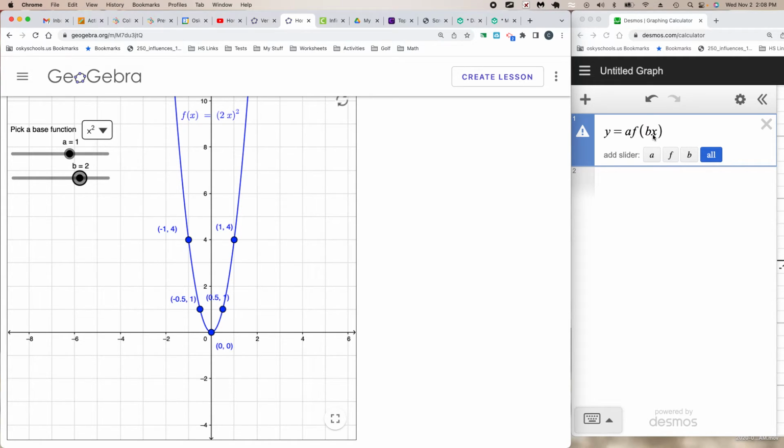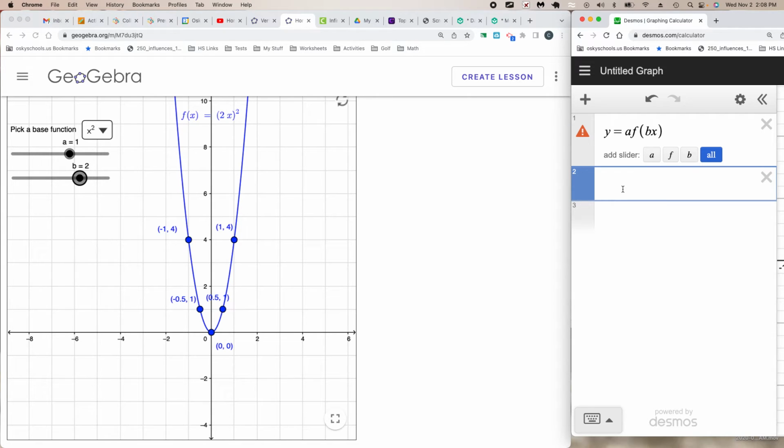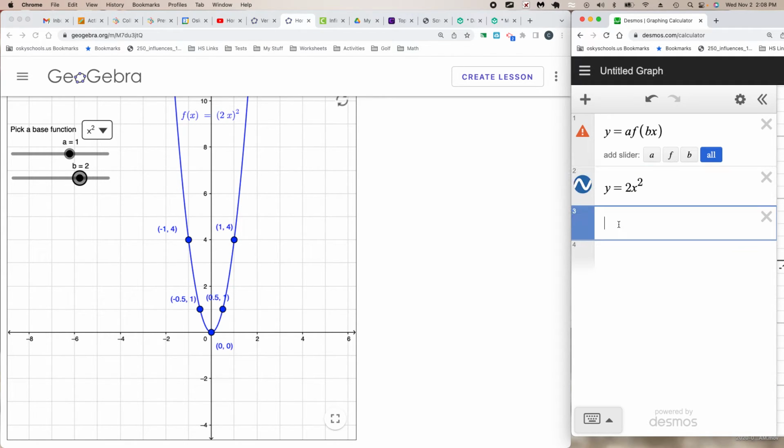You're changing the x values as they come in. And the easy way to see that is to look at the equation. And that's the only way really to get this basically every time. You start with y equals, for the first one we had 2x squared when we were changing a. For this one we are getting (2x) squared. What's the difference between the two?